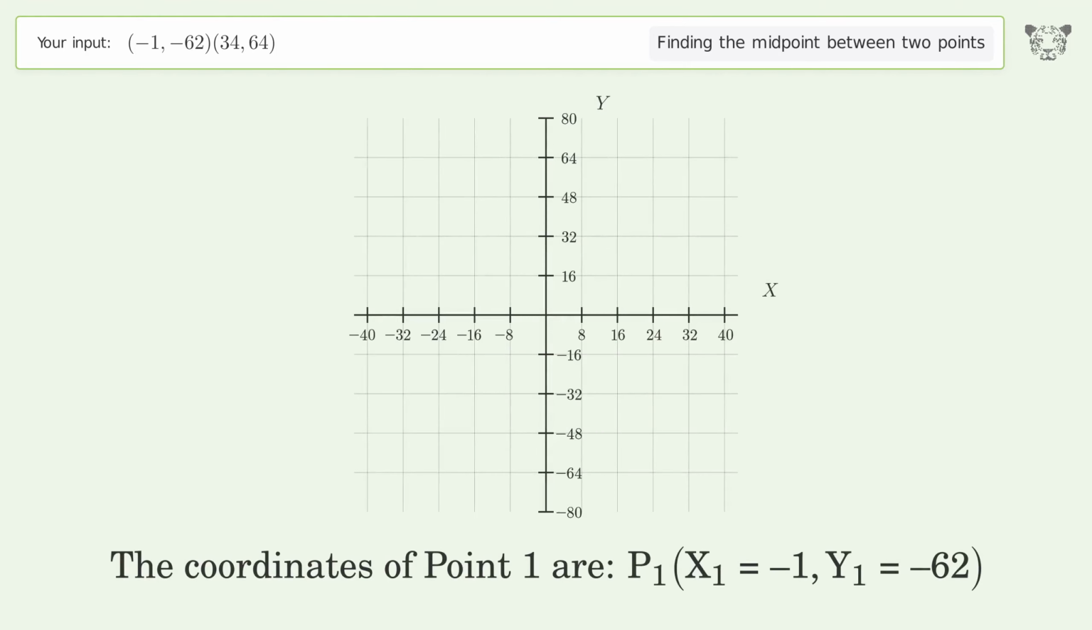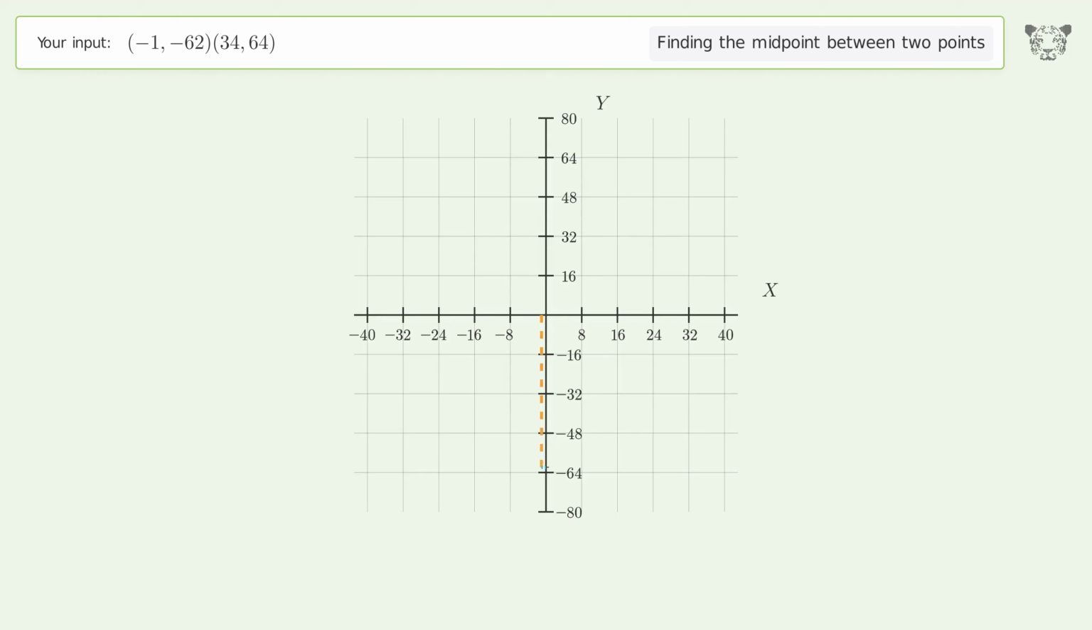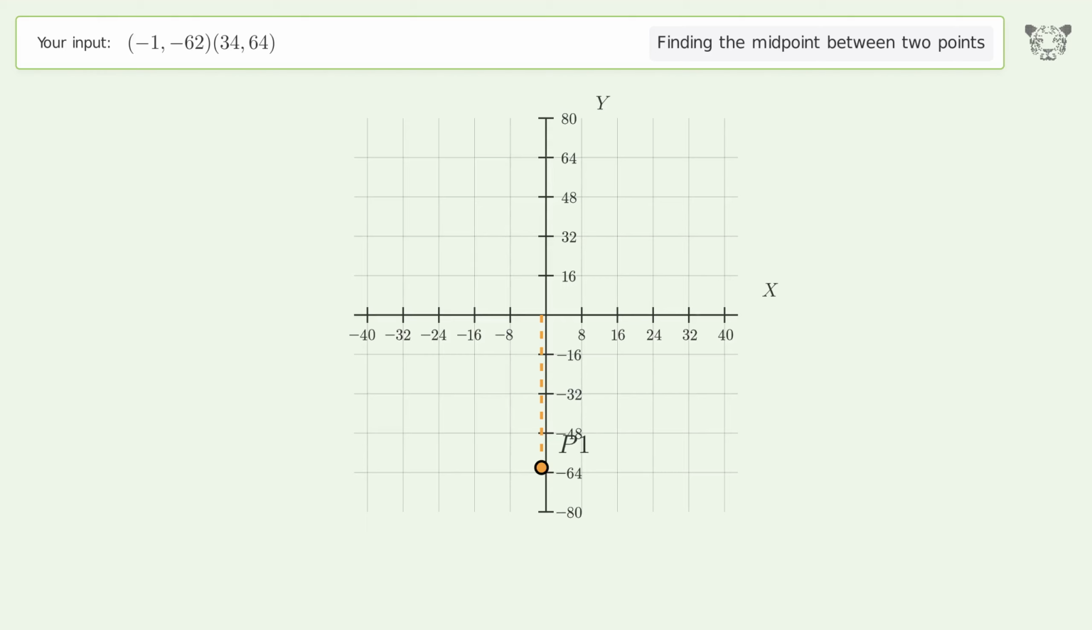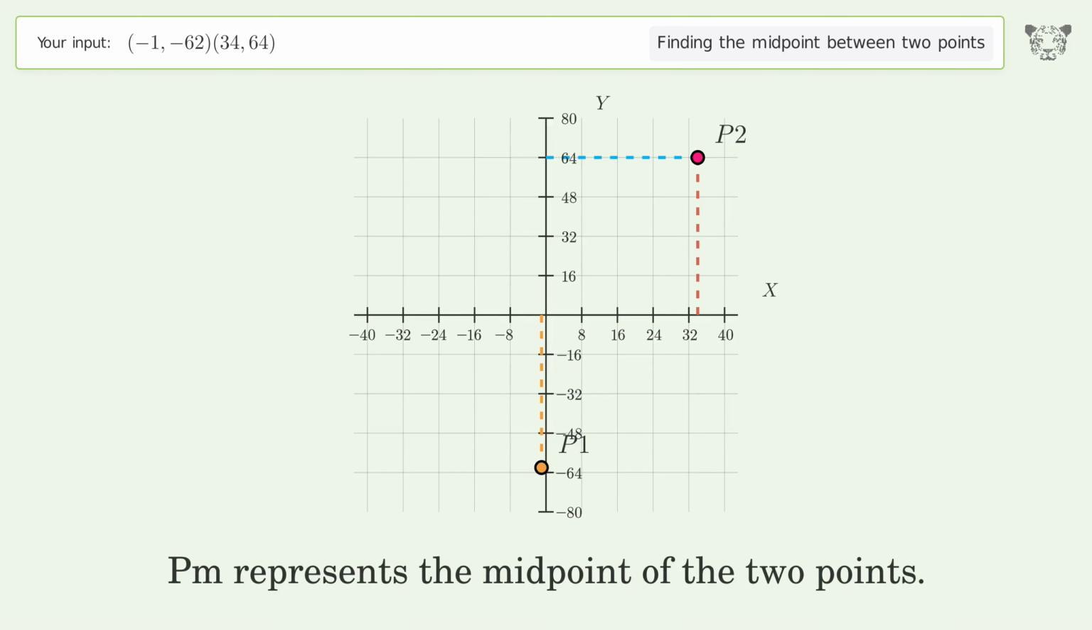The coordinates of point 1 are x1 equals -1, y1 equals -62. The coordinates of point 2 are x2 equals 34, y2 equals 64. PM represents the midpoint of the 2 points.